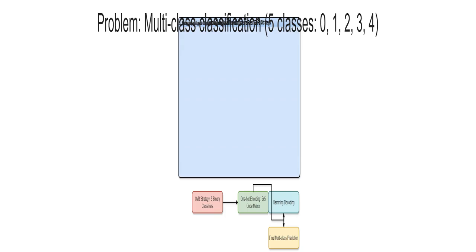We're dealing with a multi-class classification problem. This means we need to sort items into 5 distinct categories, labeled 0 to 4. Think of classifying emails into spam, work, personal, social, or promotions. The challenge is to build a model that can correctly assign each email to its appropriate category.